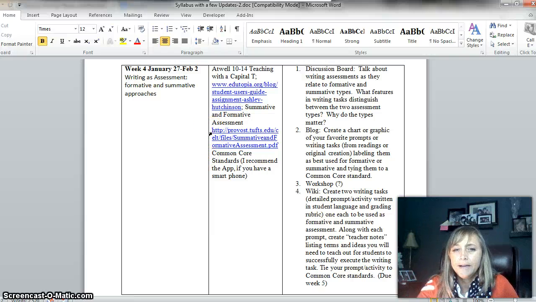This article right here, this provosttufts.edu, is one that I found that I feel like is really good in explaining summative and formative assessments, and that's a PDF resource for you to look at, just to see that laid out a little bit more in black and white.